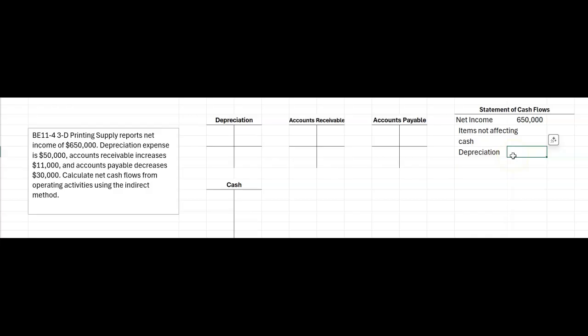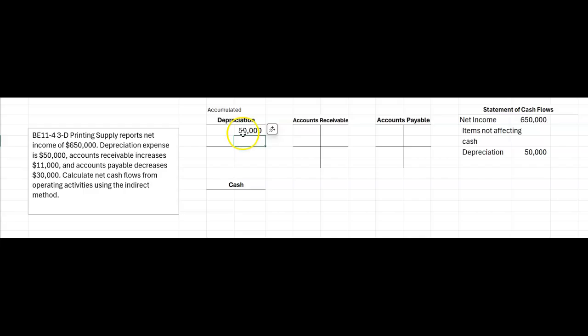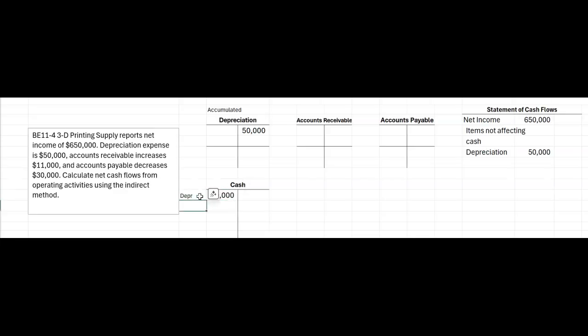Okay, so how much is depreciation expense? It's $50,000. So that's the first thing we put back in. If we used accumulated depreciation, that would work. We would credit accumulated depreciation with $50,000, and then that would be a debit to the cash T account. So I'm going to put a little depreciation here, and thus an increase in the statement of cash flows.